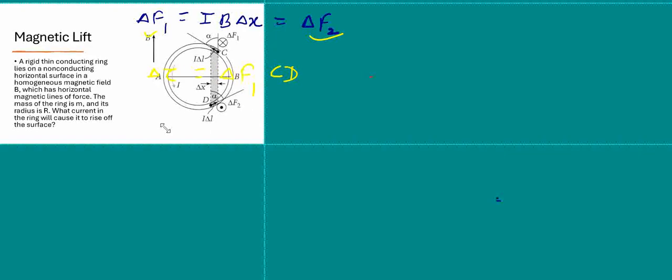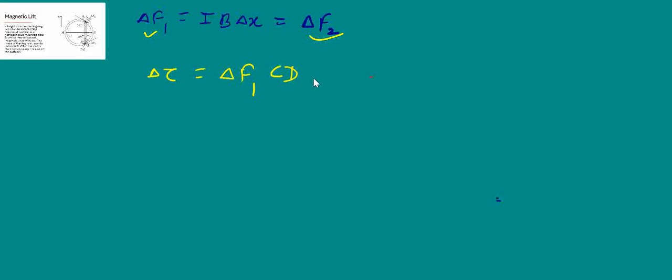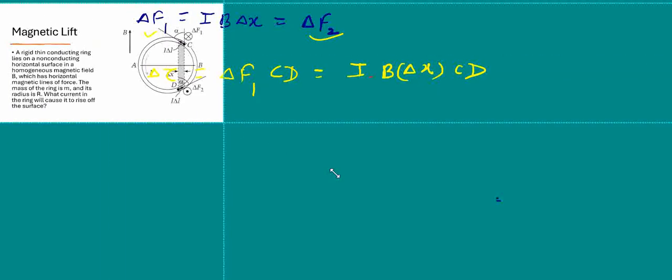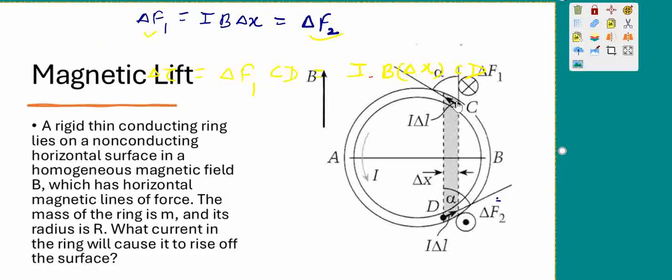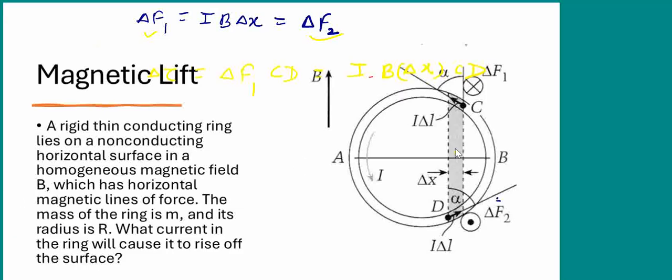So, write the value of delta F1 as I B delta X multiplied by CD. And if I bring you this picture again, you can think that the length CD multiplied by delta X is this area, this whole area.